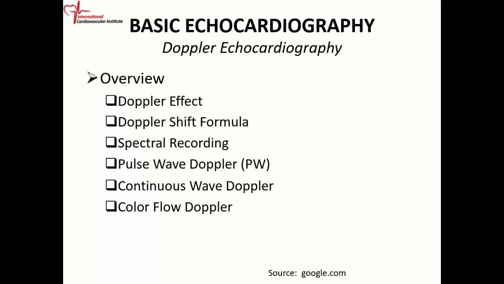So what we're going to do, we're going to look at what is the Doppler effect. When we talk about Doppler, what exactly are we talking about? We're going to look at the Doppler shift formula or equation. Then we're going to look at the different spectral recordings, what these recordings mean, what about the shape, where they're located. So everything has a meaning.